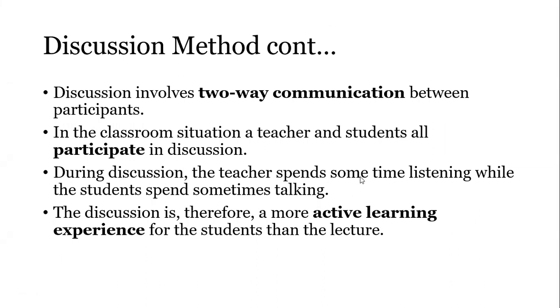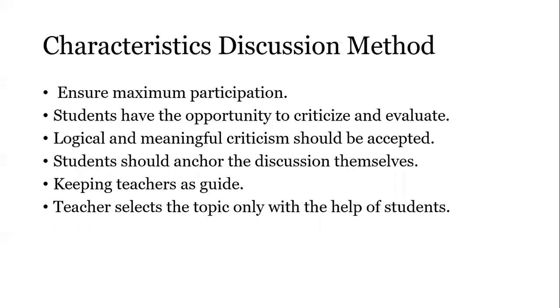So, a class would be considered active if you're seeing the students participating more than the lecturer. It is supposed to be more an active learning experience. So when would we say that a discussion method has actually worked? So one, we would see that there is maximum participation, especially from the students. That is one. Two, students have an opportunity to criticize and evaluate.